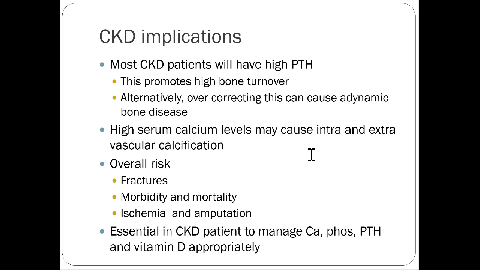It means that because the vitamin D production is low, patients are going to have high parathyroid hormone, and it's going to promote high bone turnover. Alternatively, overcorrecting this can cause adynamic bone disease, in which the bones aren't turning over correctly. So either way, you can end up with problems in CKD patients.